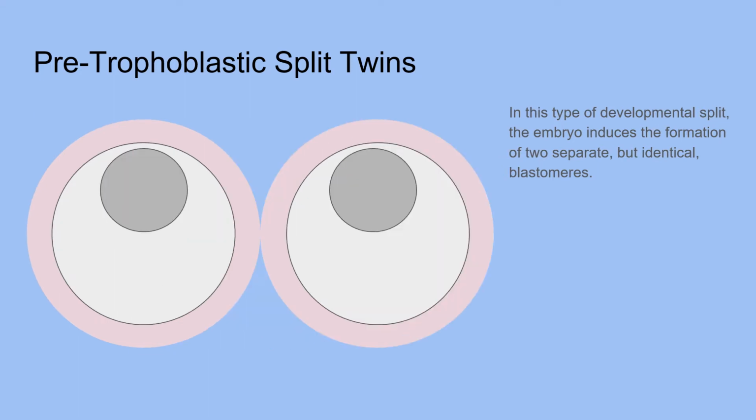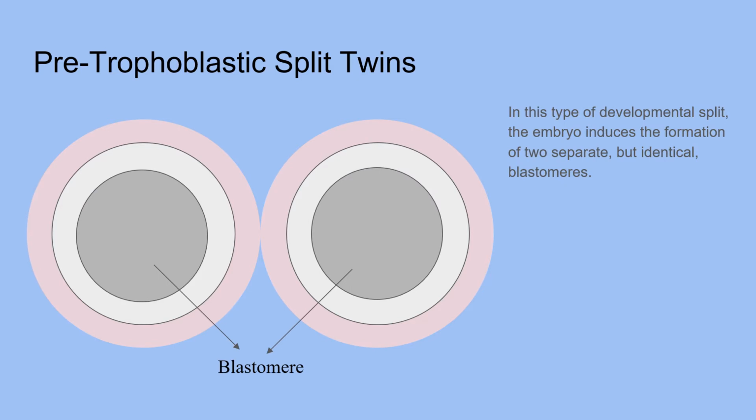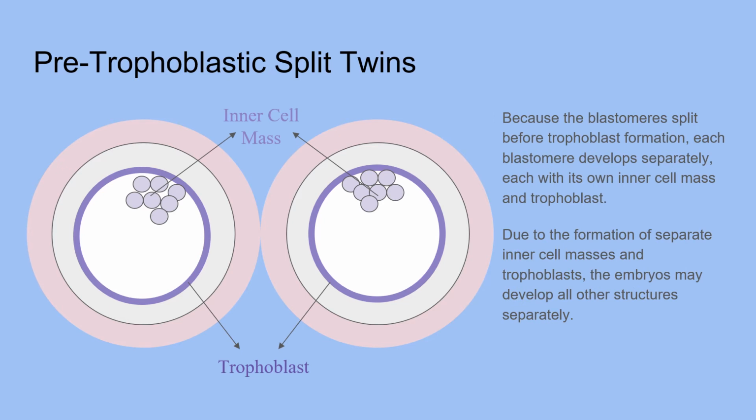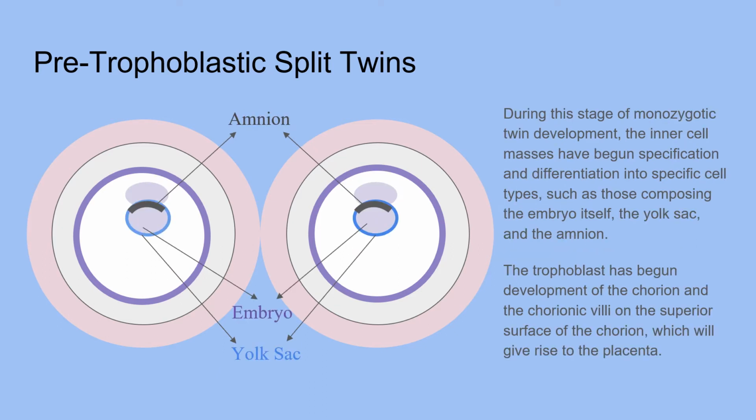Now, at this point, each blastomere develops separately with its own inner cell mass and trophoblasts. The embryos develop all their structures separately, as was mentioned in previous slides. So they have their own embryo, their own yolk sac, their own amnion, and they develop within their own trophoblasts.